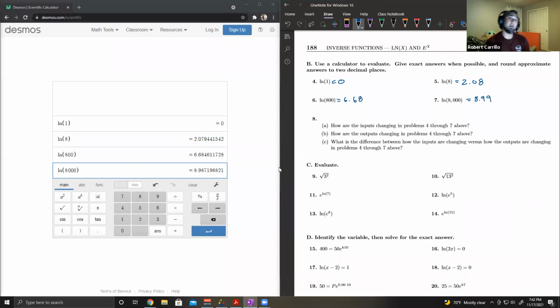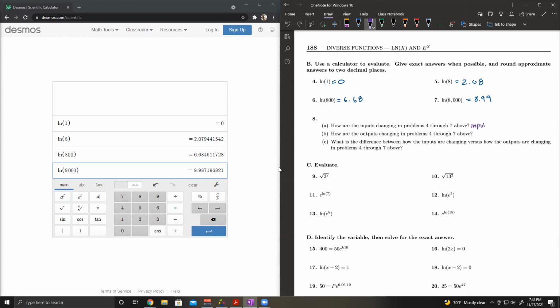Okay, now to answer number 8, it says, how are the inputs changing in problem 4 through 7? So it's the numbers we plugged in. We plugged in 1, we plugged in 8, we plugged in 800, we plugged in 8,000. What's happening to our inputs? Increasing. Yeah. So we say inputs increasing.